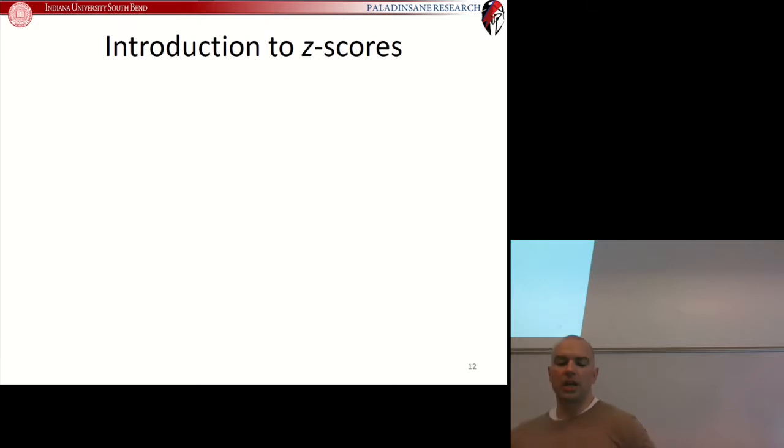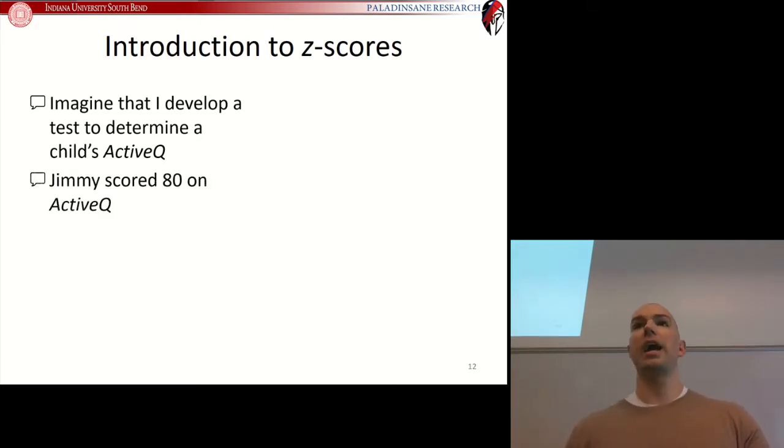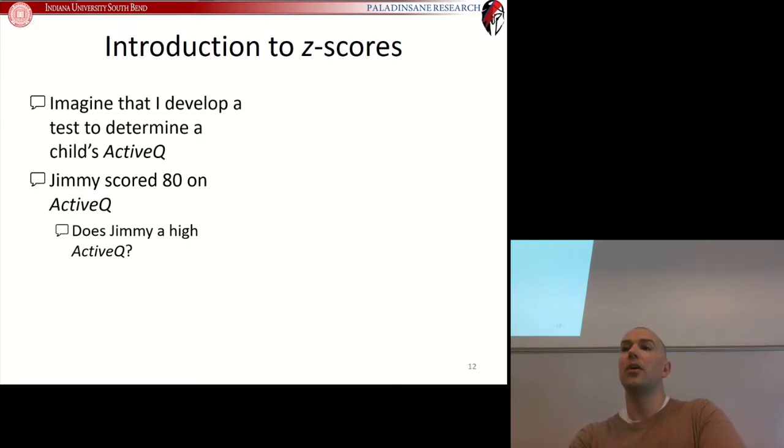So let's say that I was that child psychologist, and I had developed a test. And this test is similar to IQ. I call it active Q. It's what I use to determine how active a child is. All right, so let's say that I give this to the client. His name is Jimmy. And Jimmy scores an 80 on active Q. The question we have to ask right now is, does Jimmy have a high active Q, or does Jimmy have a low active Q? Basically, we're asking, what does 80 mean?